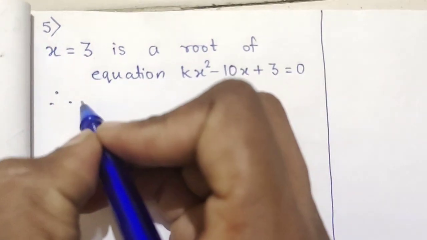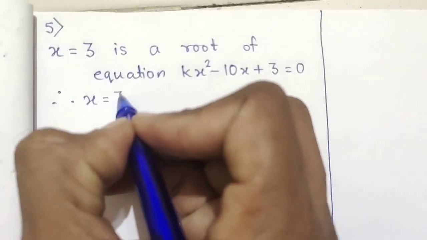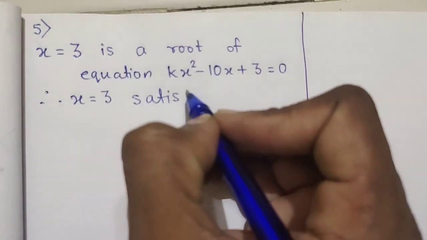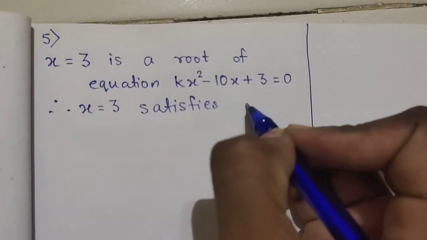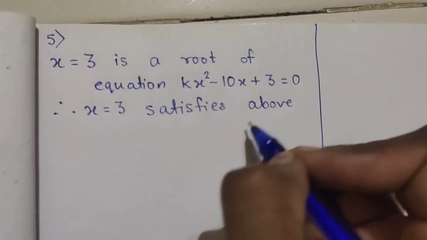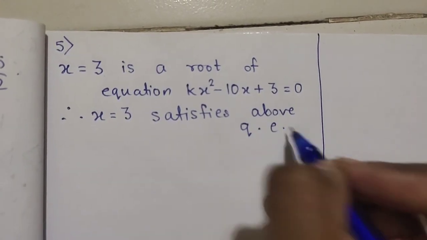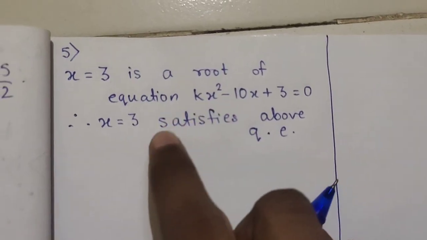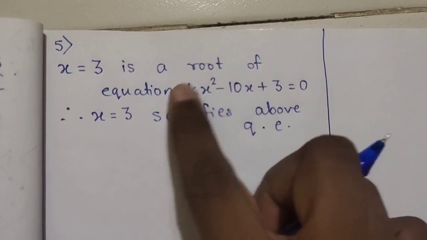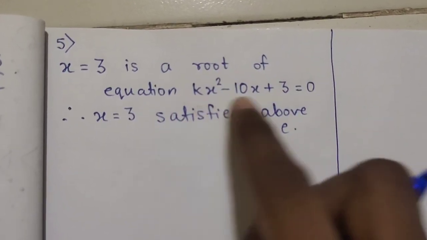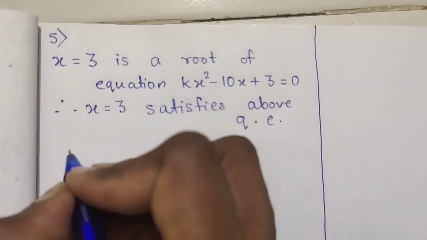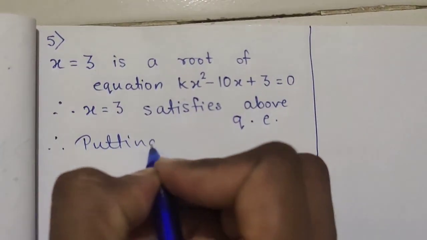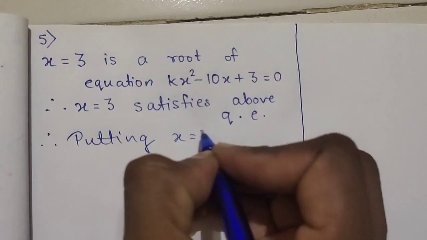So let us see. Therefore we can say that x is equal to 3 satisfies above quadratic equation, right? Because this is root, that means we can put x is equal to 3, that means x is equal to 3 satisfies this equation. So we are going to put x is equal to 3 in above equation. Therefore putting x is equal to 3.